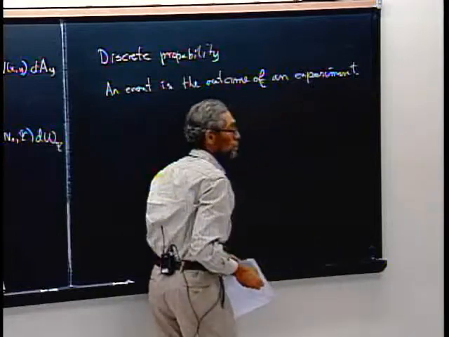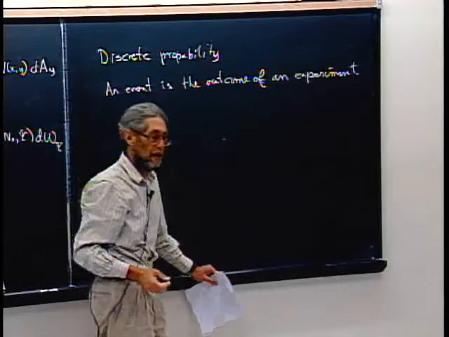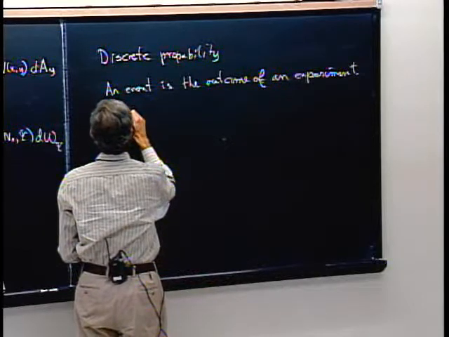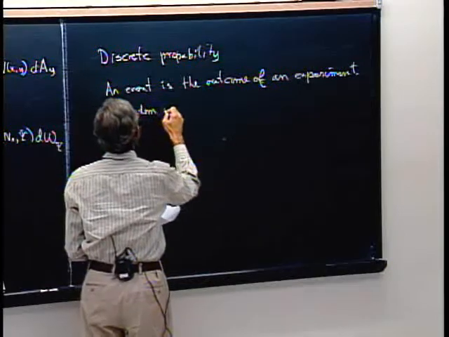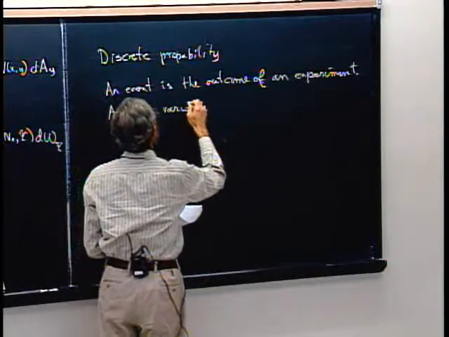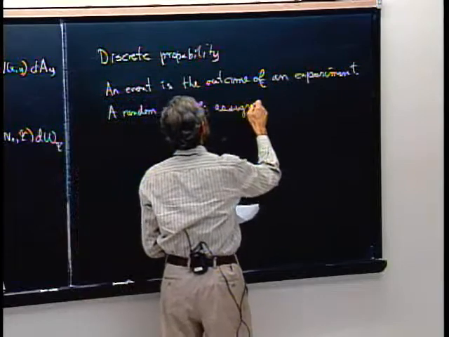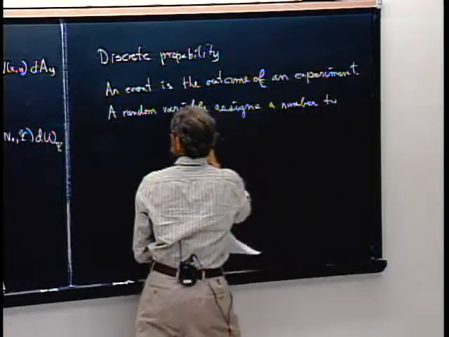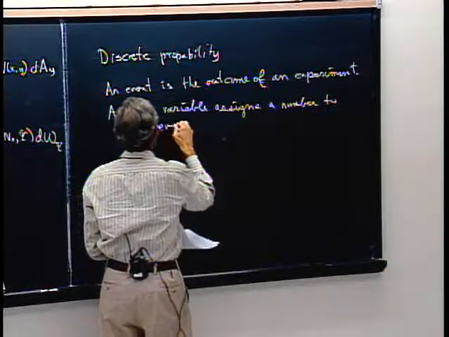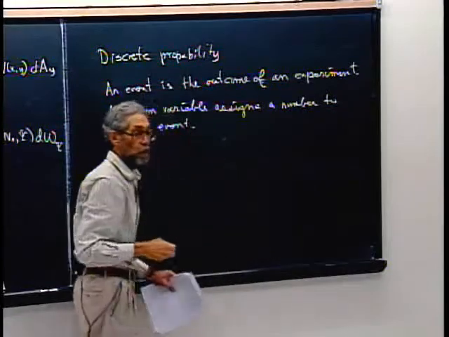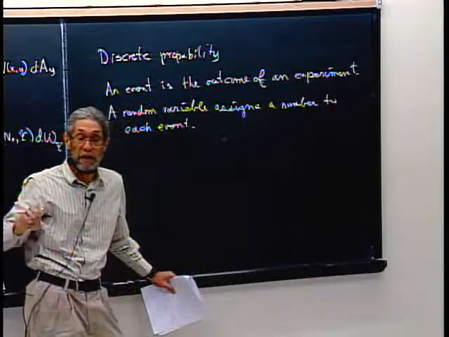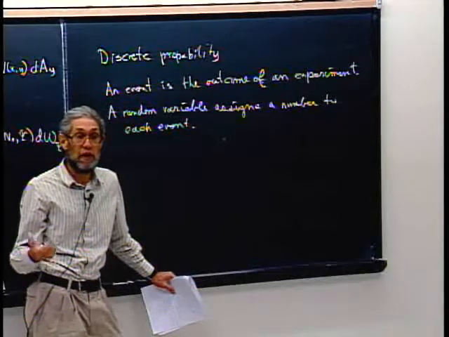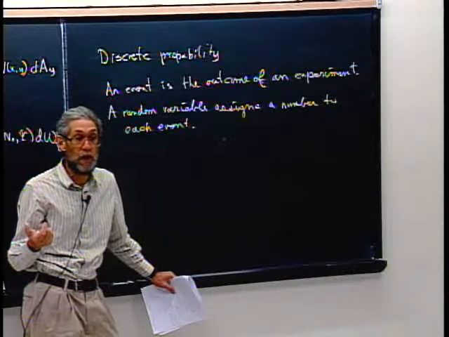like flipping the coin or rolling the die, and a random variable assigns a number to each event. So if you put numbers on the faces of the die and say, if that face comes up, I'm going to say my random variable takes that number. Then instead of just events, I've actually got numbers out, and those are called random variables.